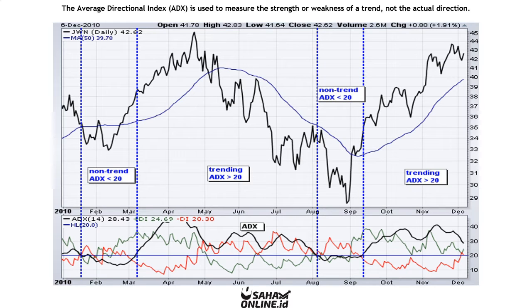The average directional index, ADX, is used to measure the strength or weakness of a trend, not the actual direction. Directional movement is defined by plus DI and minus DI. In general, the bulls have the edge when plus DI is greater than minus DI, while the bears have the edge when minus DI is greater. Crosses of these directional indicators can be combined with ADX for a complete trading system.